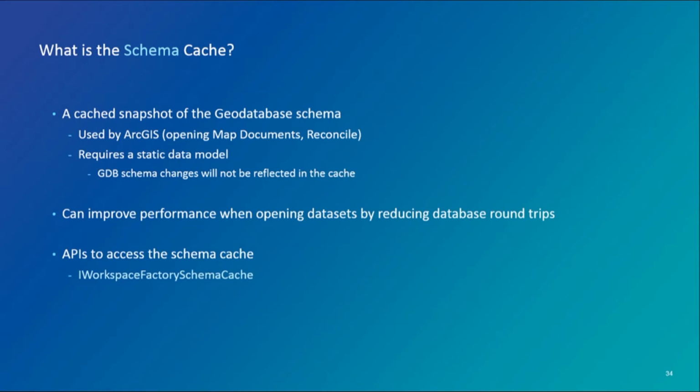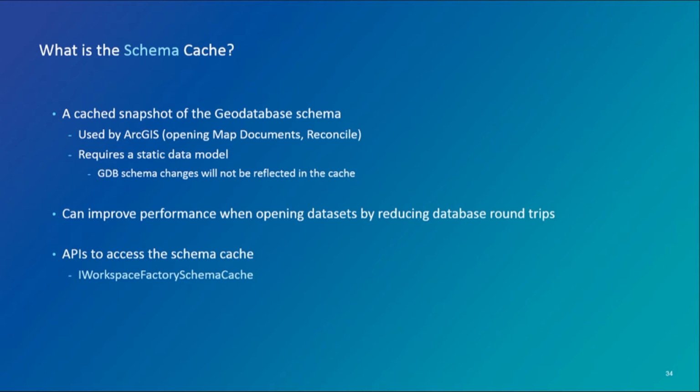Okay, well, there's a second type of cache, a schema cache. Schema cache is basically a snapshot of the geodatabase's metadata about its tables. ArcMap natively uses it in many of its operations. One of those examples is opening map documents, but also operations like reconcile, things that know they're going to open a lot of tables.